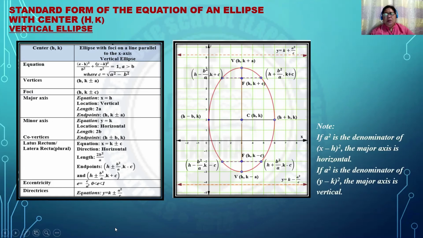Note, if a squared is the denominator of the square of x minus h, the major axis is horizontal. If a squared is the denominator of the square of y minus k, the major axis is vertical.